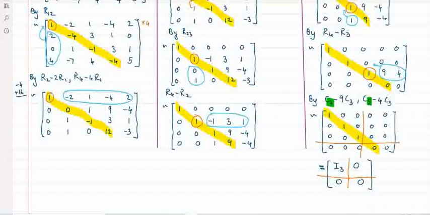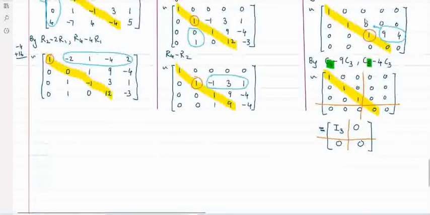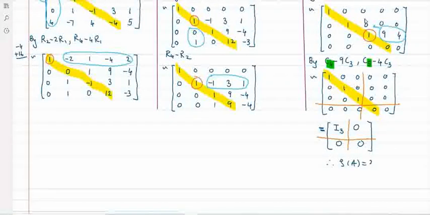Therefore, what is the rank? 3. Yeah, 3. Therefore, the rank of A is 3. That is your final answer.